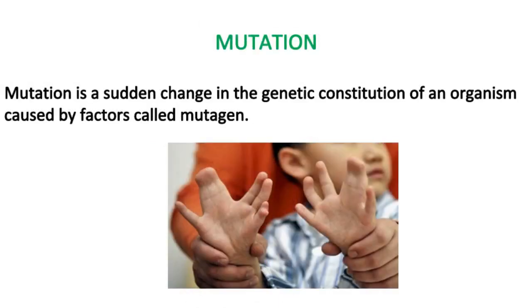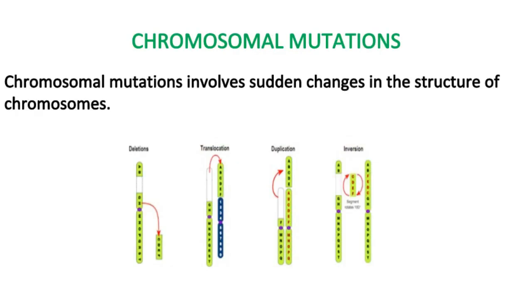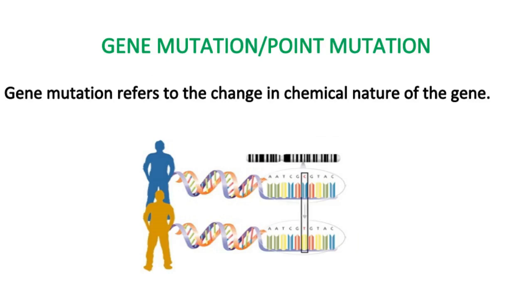Mutation is a sudden change in the genetic constitution of an organism caused by factors called mutagens. Chromosomal mutations involve sudden changes in the structure of chromosomes. Gene mutation refers to the change in chemical nature of the gene.